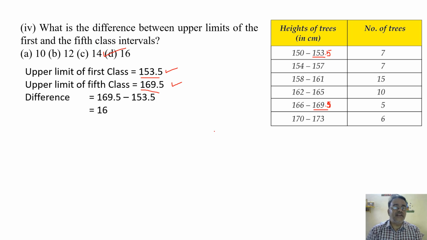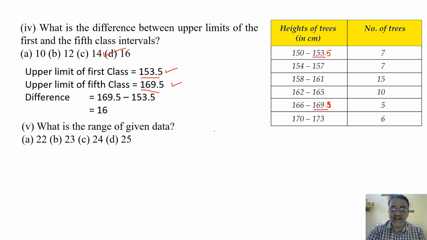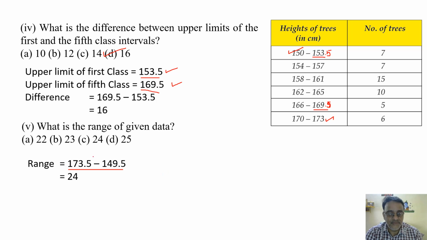Now we are moving toward the last question. What is the range of given data? So range कैसे निकालेंगे? First का lower limit और last का upper limit. 149.5 and 173.5 का difference निकालेंगे, right? If you subtract, you will get 24 and the correct option is option C.